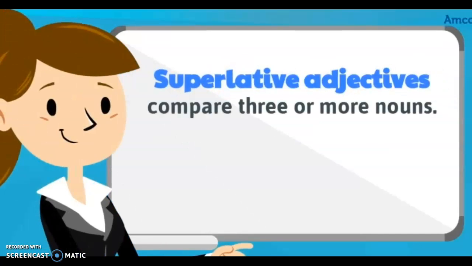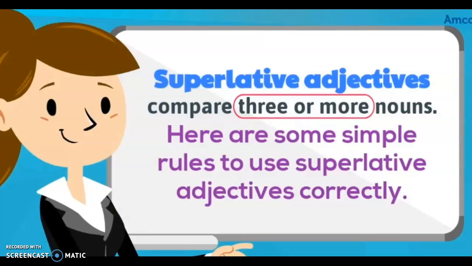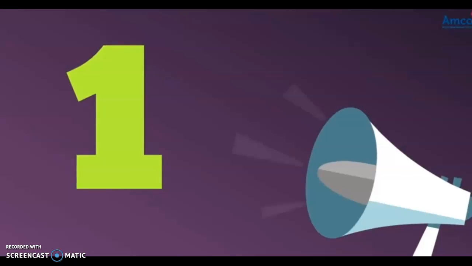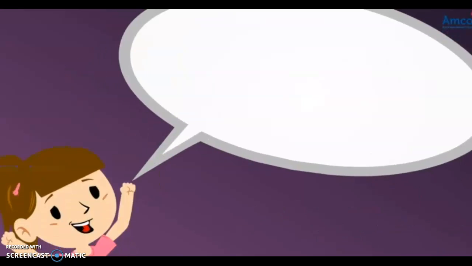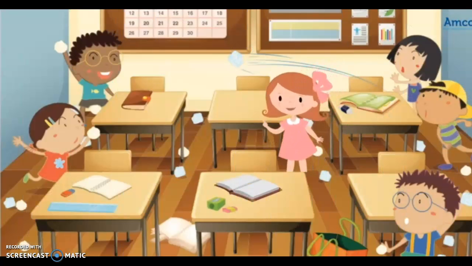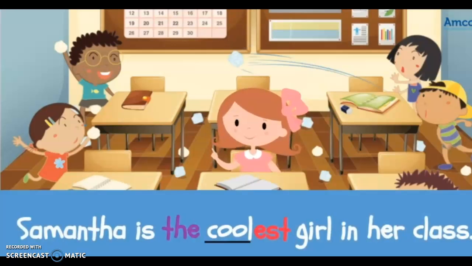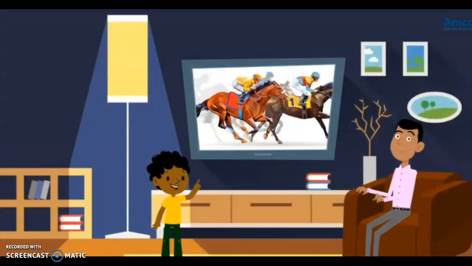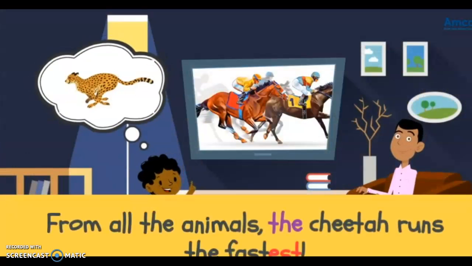Superlative adjectives compare three or more nouns. Here are some simple rules to use superlative adjectives correctly. 1. For one-syllable adjectives, just add EST preceded by the word the. Samantha is the coolest girl in her class. From all the animals, the cheetah runs the fastest.